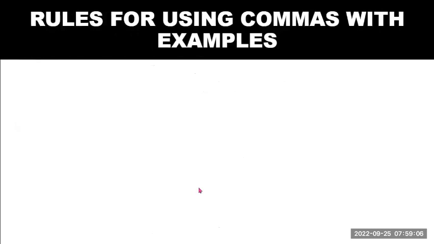Now, let's begin to look at the rules for using commas with examples. We state a rule, and then we give examples of how to use a comma in a sentence.